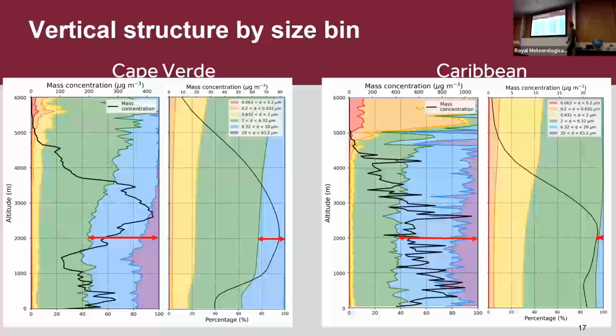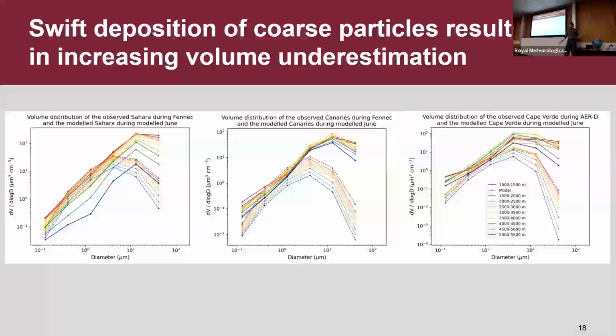By the time you get to the Caribbean, it's abysmal. Purple's entirely gone. Blue is, what, about 5% of the mass? And observations, no, it's still more than 60%. So you can really see how much the model is just dropping those coarse particles so quickly and then completely overestimating the mass of those fine particles. So we come back to the normalization again in a minute.